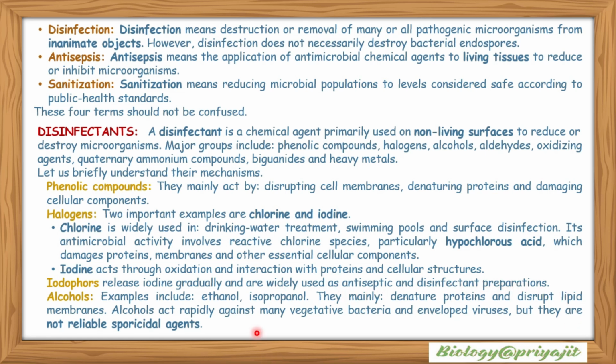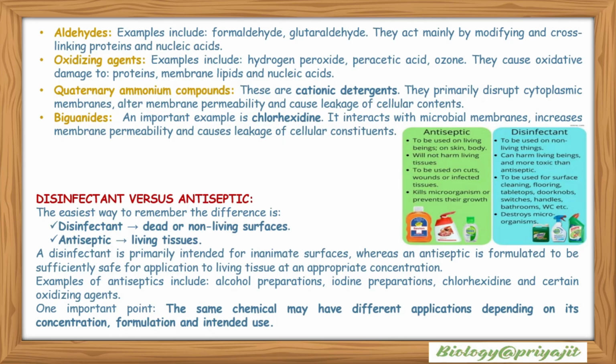Alcohols, examples include ethanol and isopropanol. They mainly denature proteins and disrupt lipid membranes. Alcohols act rapidly against many vegetative bacteria and enveloped viruses, but they are not reliably sporicidal agents. Aldehydes, examples include formaldehyde and glutaraldehyde. They act mainly by modifying and cross-linking proteins and nucleic acids. Oxidizing agents, examples include hydrogen peroxide, peracetic acid, and ozone. They cause oxidative damage to proteins, membranes, lipids, and nucleic acids.